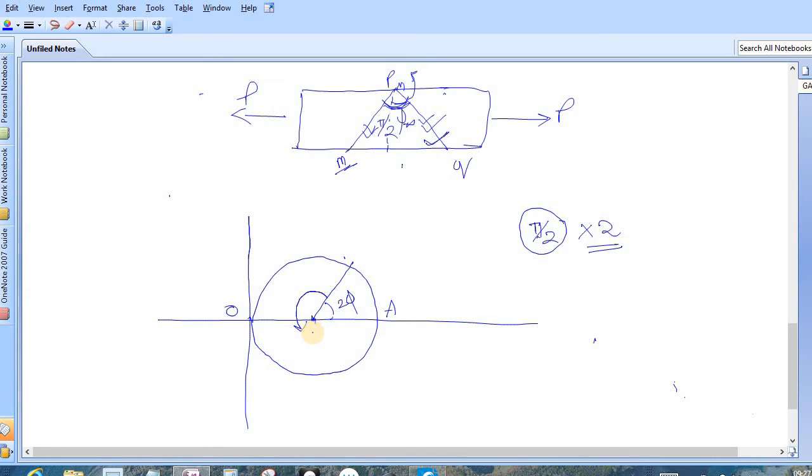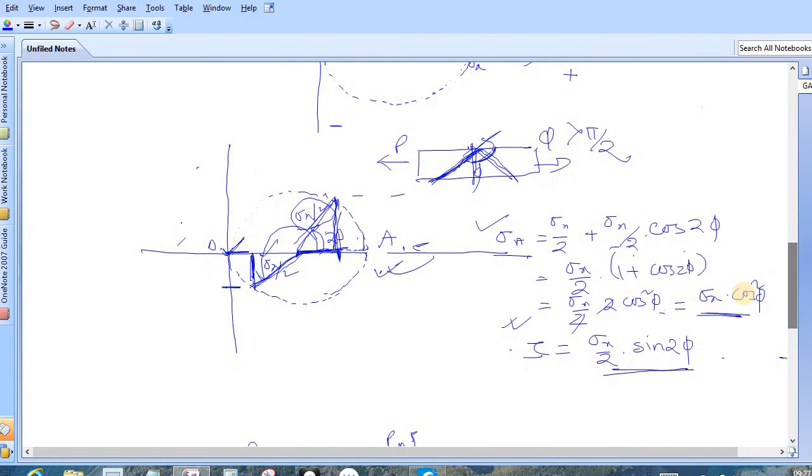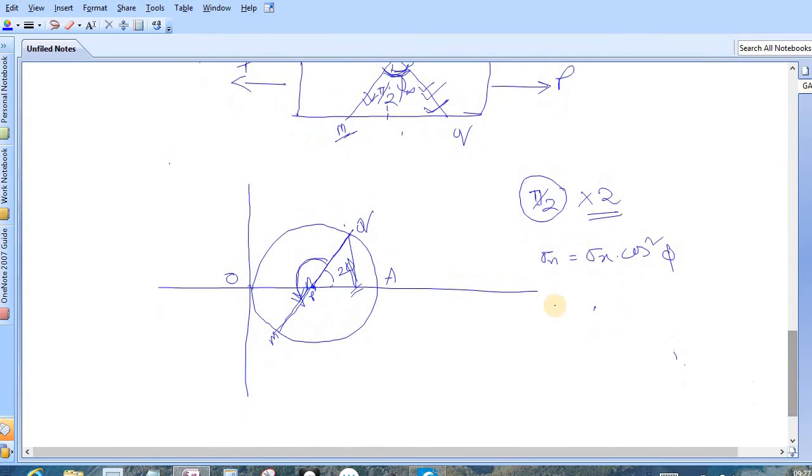Okay, so here this was for PQ, and now we have reached MN. The angle between them is 180 degrees, so it is nothing but the diameter. So for PQ the stresses, let's find them again. Sigma n was your sigma x into cos square phi. Let's check it. Yes, it was that. And tau was sigma x by 2 multiplied with sine 2 phi.